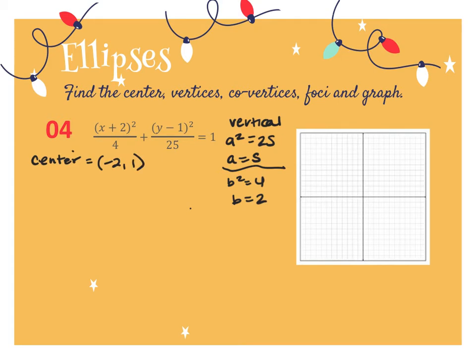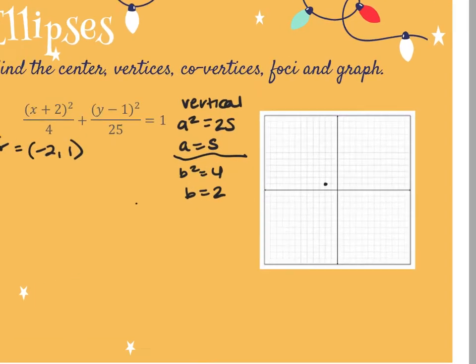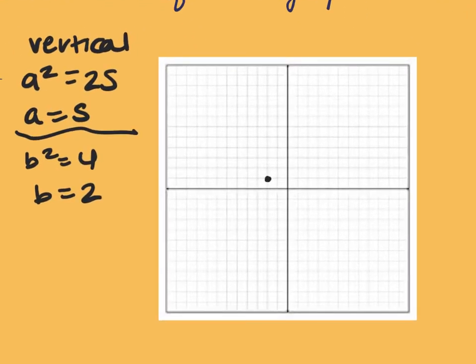Good. -2, 1. It's the opposite of what follows the x, and the opposite of what follows the y. So I go -2, 1, and I plot my center. Because it's vertical, we're going up and down the A, right and left the B. So I go up 5, 1, 2, 3, 4, 5, down 5, 1, 2, 3, 4, 5.